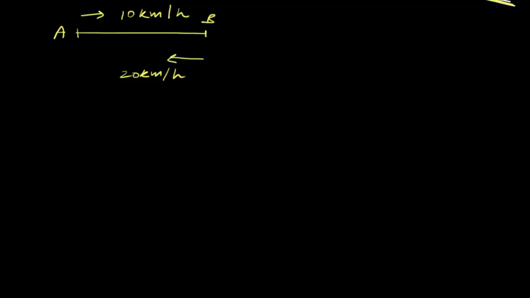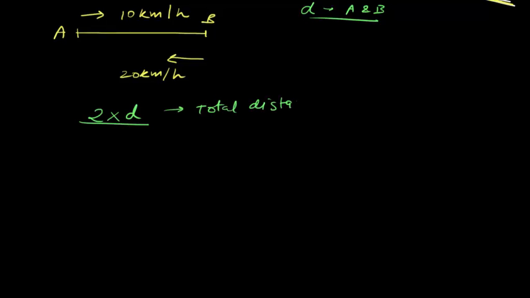So the first thing that I need to see here is that the distance between A and B is the same as the distance between B and A. So let me take that distance to be D, that is, D is the distance between A and B. Now, what is my total distance traveled? Total distance traveled is 2 times D. This is the total distance divided by total time taken.